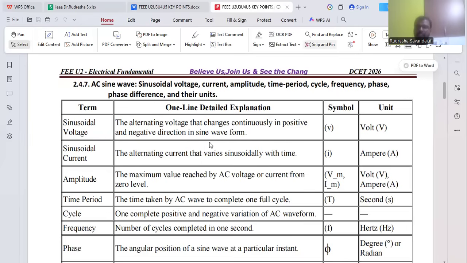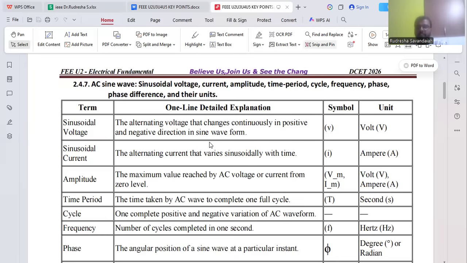Time period is the time taken by the AC wave to complete one full cycle. That is what we call time period. Cycle is one complete positive and negative variation of the AC waveform.